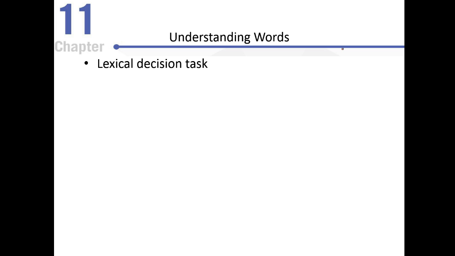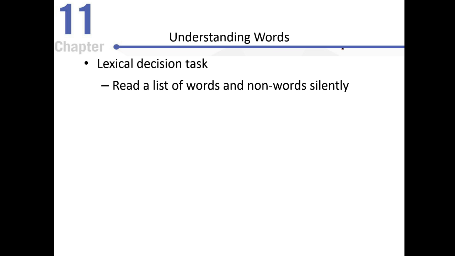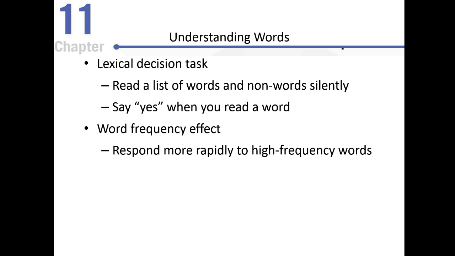Cognitive psychologists use something called a lexical decision task. In this task, participants are asked to read a list of words and non-words silently. And then they are asked to say yes when they come upon an actual word, but not say yes when they have come upon a word that they think is not a word. It turns out that people respond more rapidly to high frequency words, words that we see all the time in the English language. This is known as the word frequency effect.